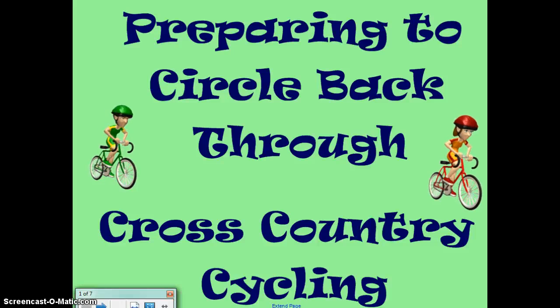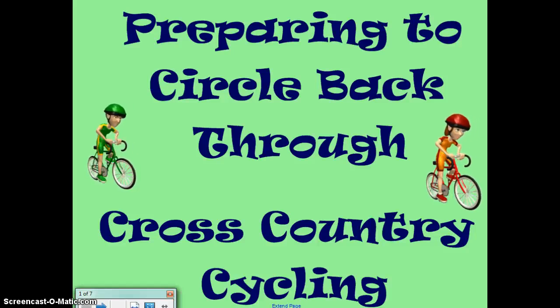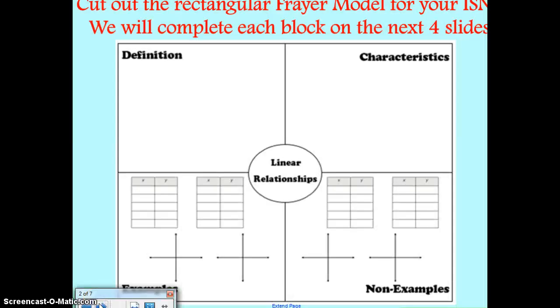Hello, and let's prepare to cycle back through cross-country cycling. Today you were given a handout. Please cut out the rectangular Frayer model for your ISN. We will complete each block over the next few slides.